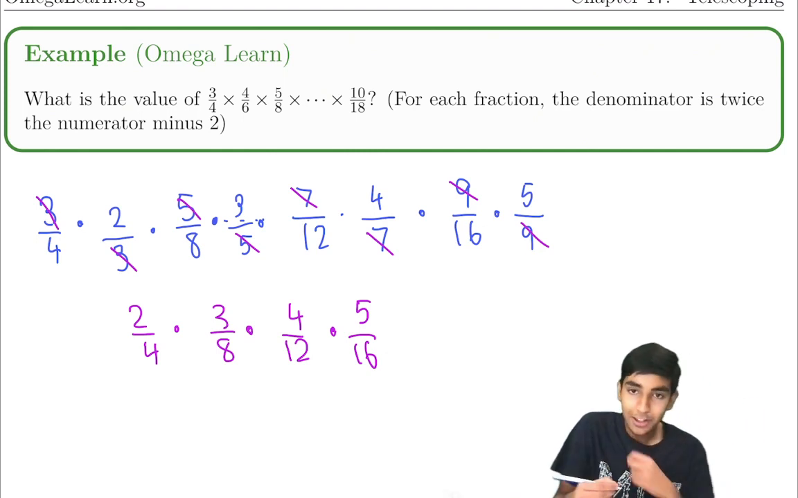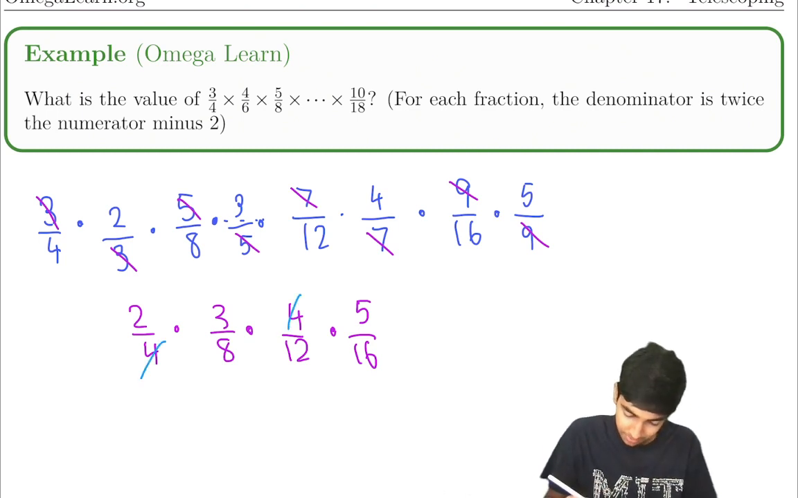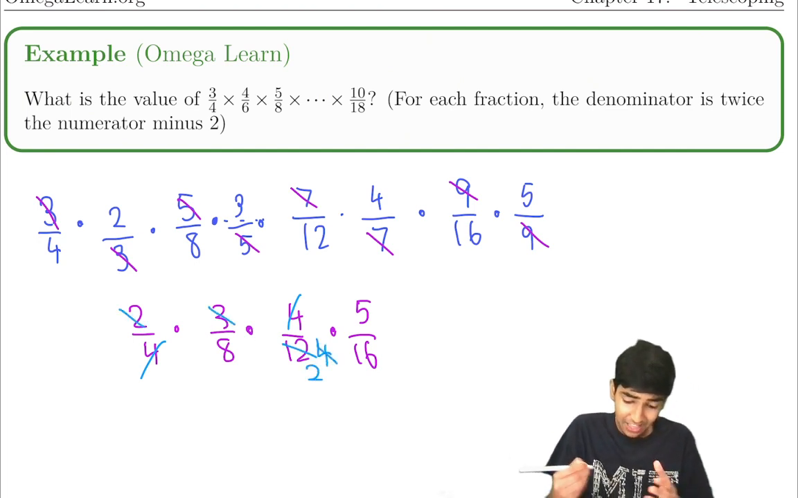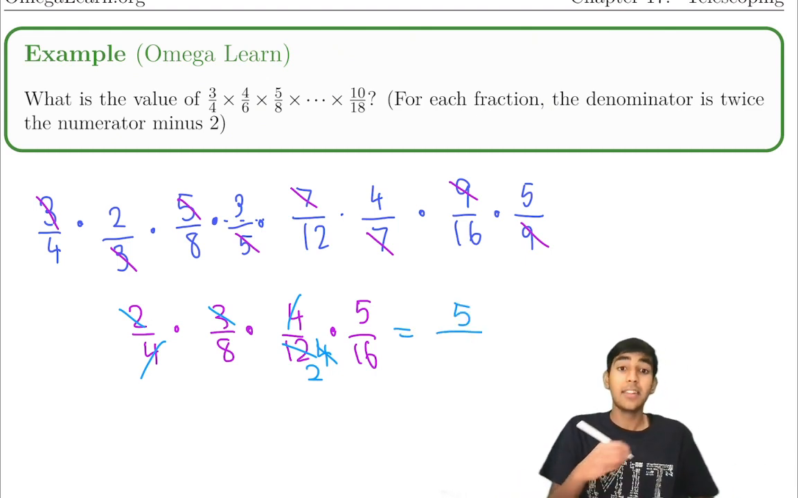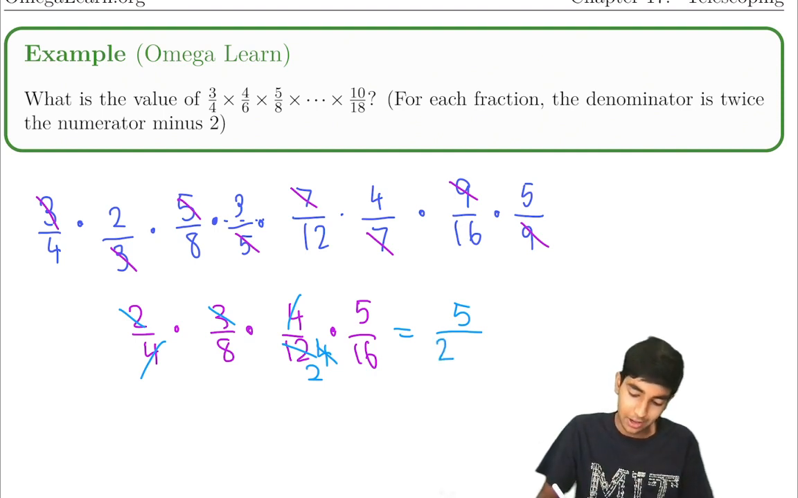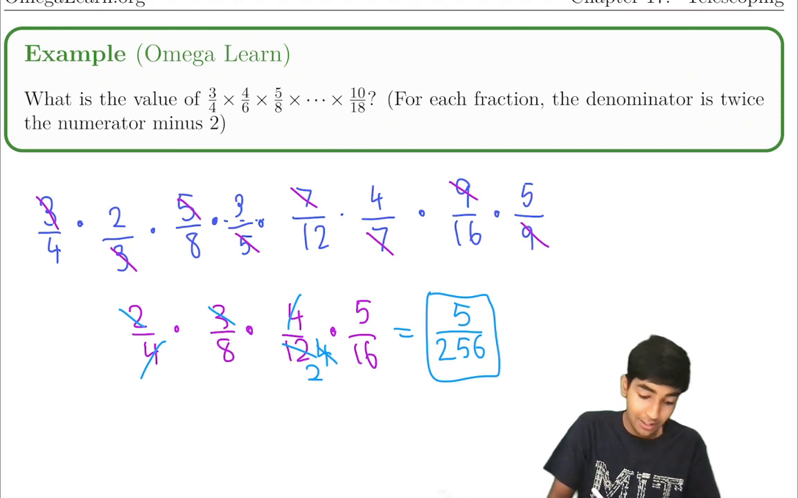And the crazy part is we're not even done yet. These 4's cancel, and now 12, 3, we're left with 4 here, 4, 2, 2 here. Literally everything just cancels, and we're left with 5 over 8 times 2 times 16. That's 16 times 16, 256, and that's our answer. Wow.